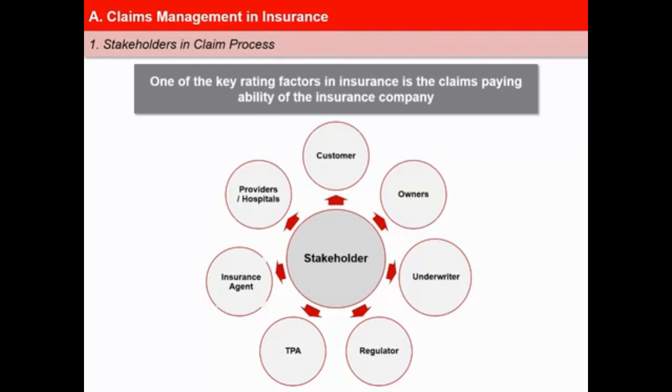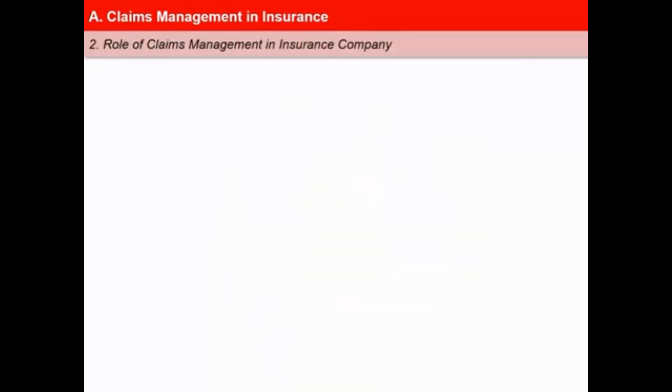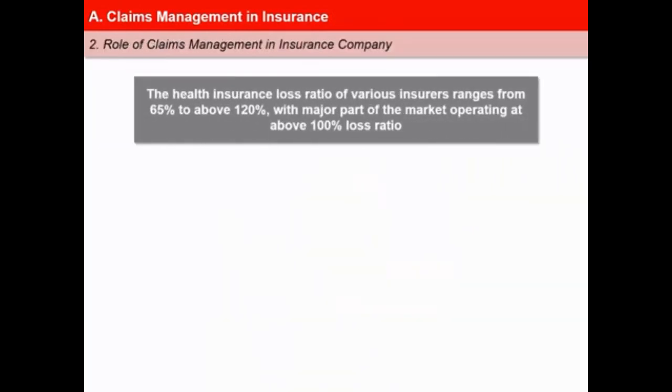Thus, managing claims well means managing the objectives of each of these stakeholders related to the claims. Of course, it may happen that some of these objectives can conflict with each other. As per the industry data, the health insurance loss ratio of various insurers ranges from 65% to above 120%, with a major part of the market operating at above 100% loss ratio. Most companies are facing loss in health insurance business.